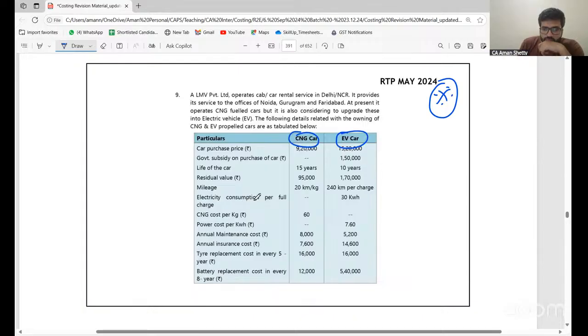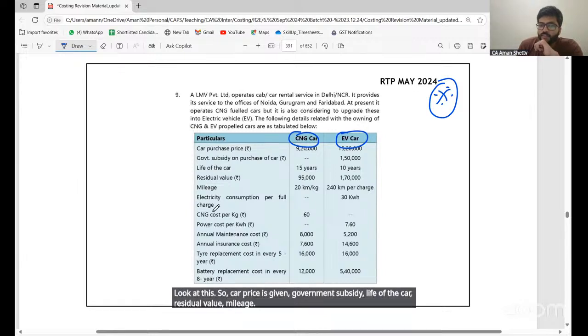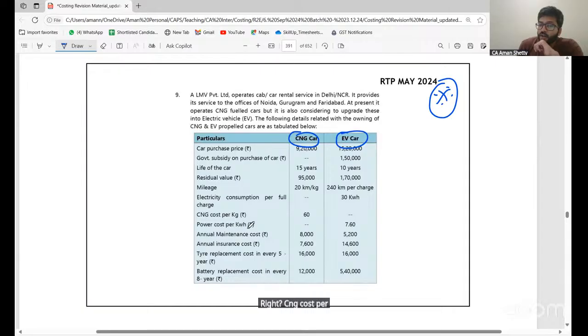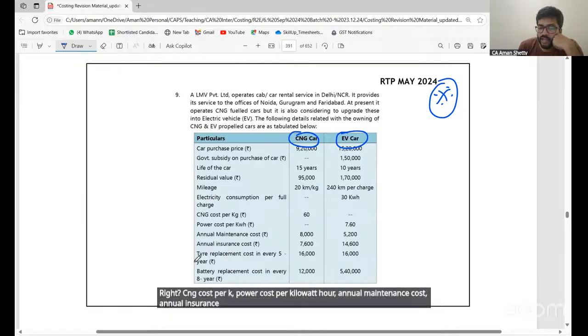Now, look at this. So car price is given, government subsidy, life of the car, residual value, mileage, electricity consumption per full charge, CNG cost per kg, power cost per kilowatt hour, annual maintenance cost, annual insurance cost. Now, why am I telling this is important? Because of these two things. Tire replacement cost in every 5 years.